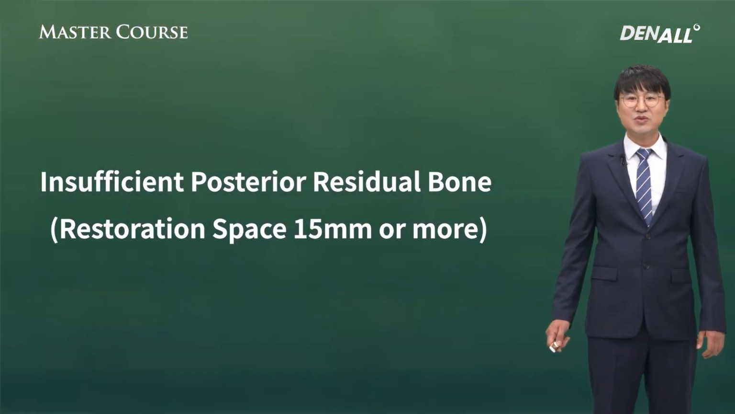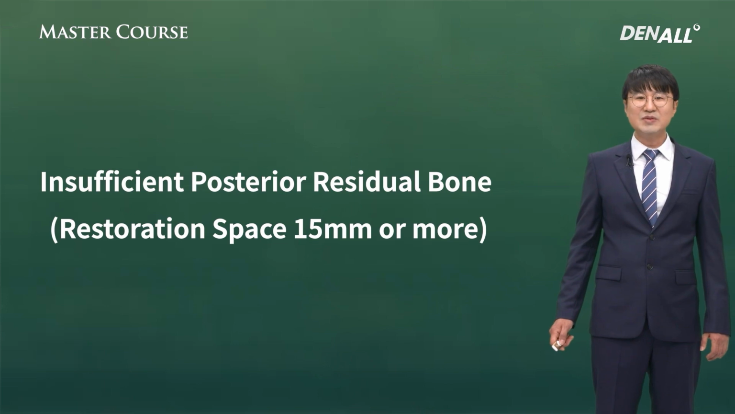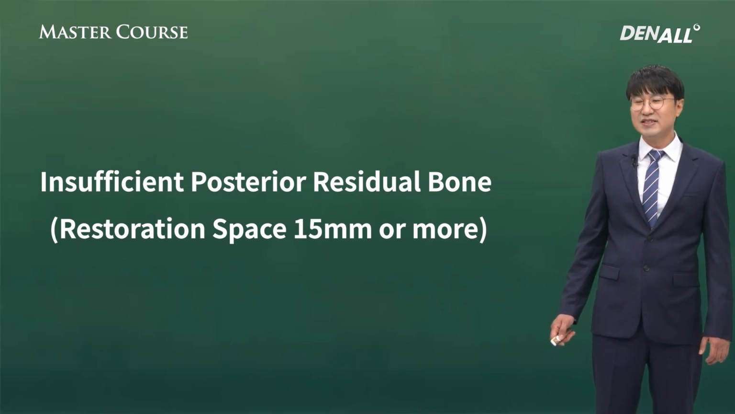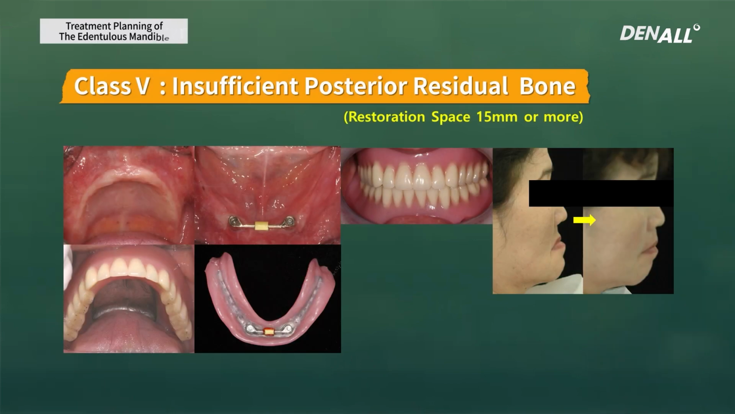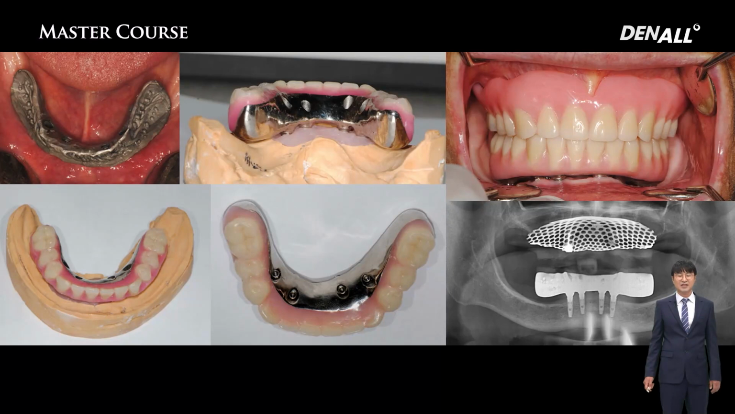Lastly, let's look at where there is insufficient posterior bone and space is more than 15 millimeters. To improve facial form, an overdenture on the mandible side, I believe, is the best option. A solitaire or bar overdenture that can be split would be a better option. So it's a case I slightly regret.